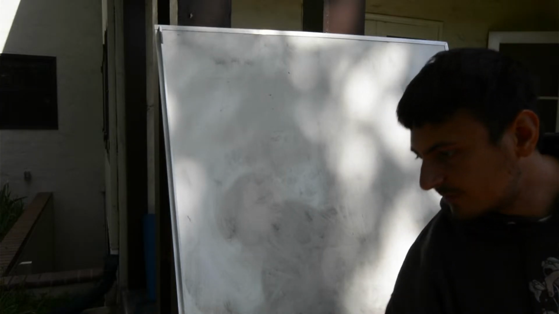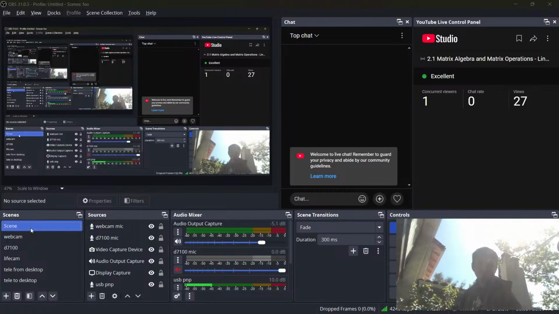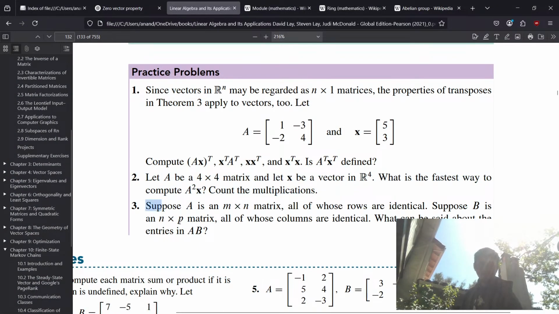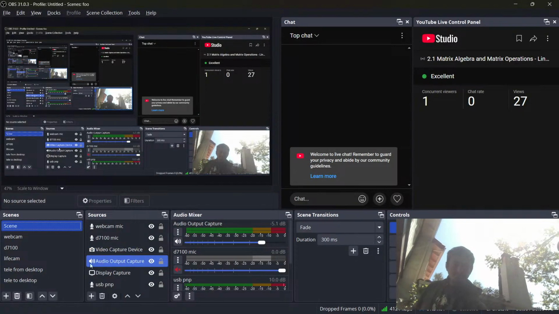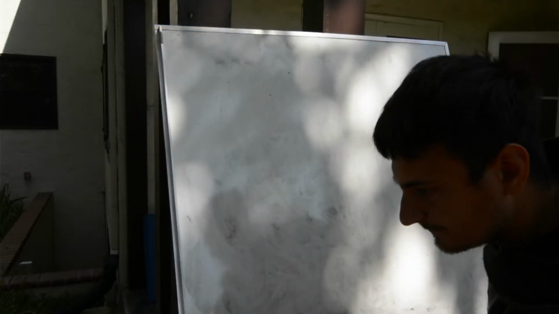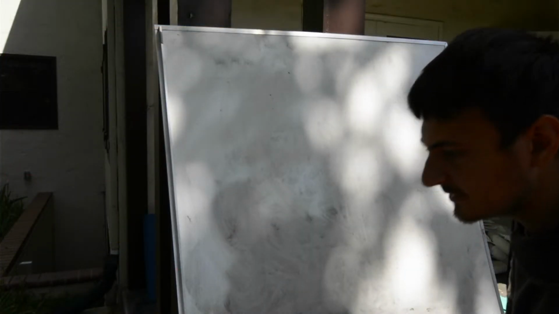All right, the third problem, we'll switch over. Suppose A is an m by n matrix, all of whose rows are identical, and B is a matrix all of whose columns are identical. Okay, is my mic working? Okay. So here's what we have.